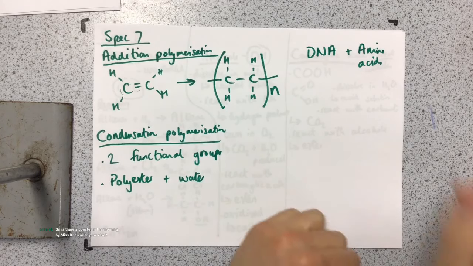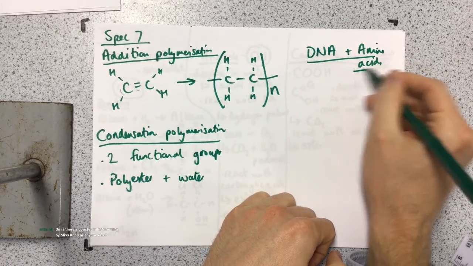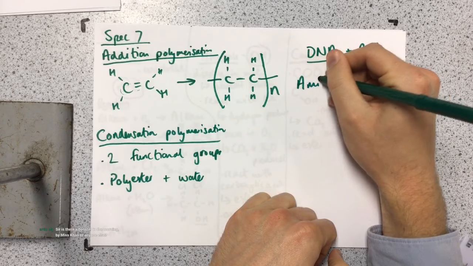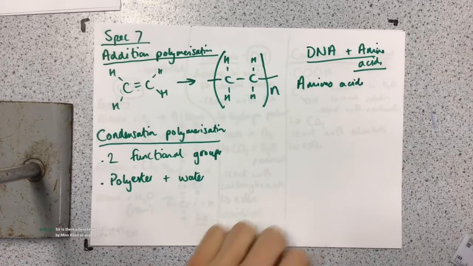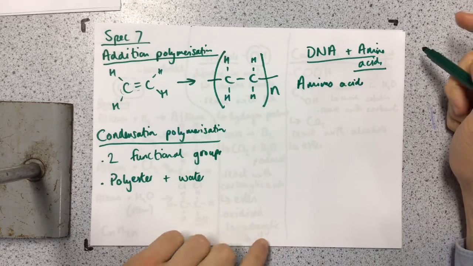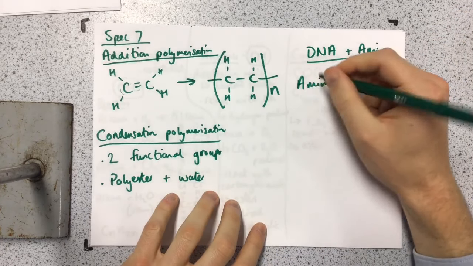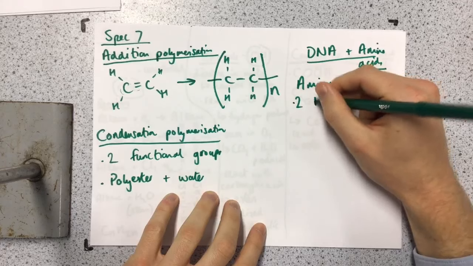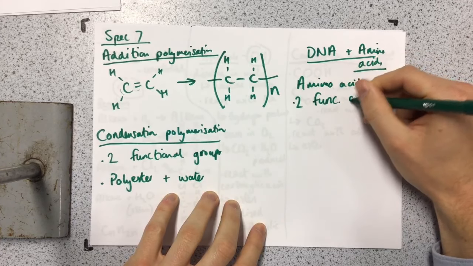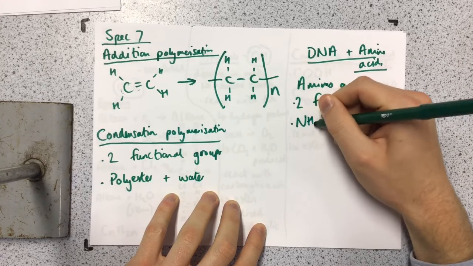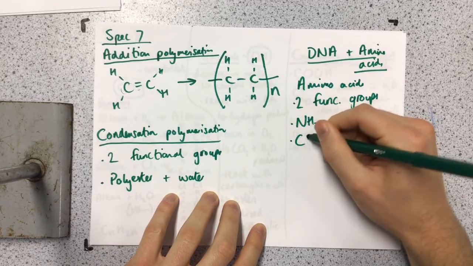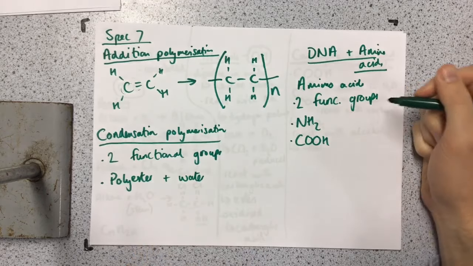So, DNA and amino acids. An amino acid, the important bit about it is it's got two functional groups. It's got an amine group, and it's also got a carboxylic acid group as well, which is quite interesting.